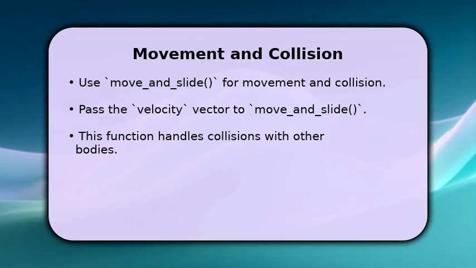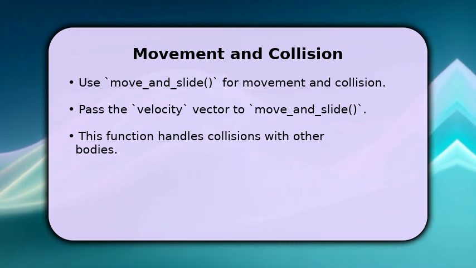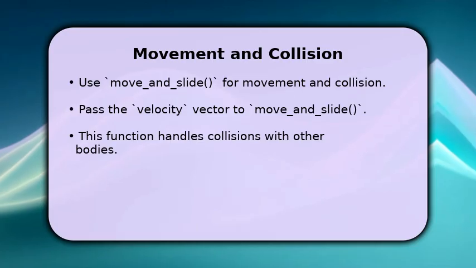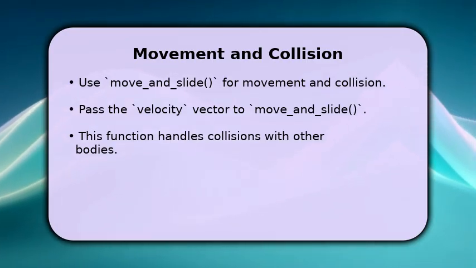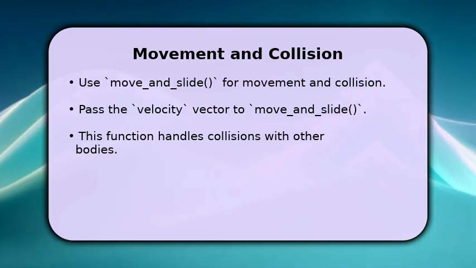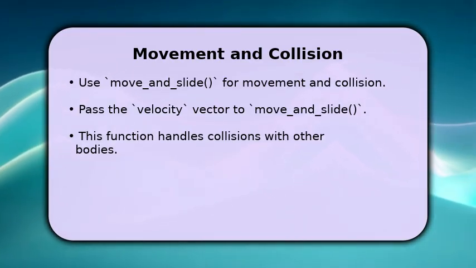Finally, to make our gravity effective and handle collisions, we'll use the move and slide function. This powerful method takes your calculated velocity vector and moves the kinematic body 2D, automatically detecting and responding to collisions with other solid objects in your game world. It's crucial for smooth and reliable character movement.